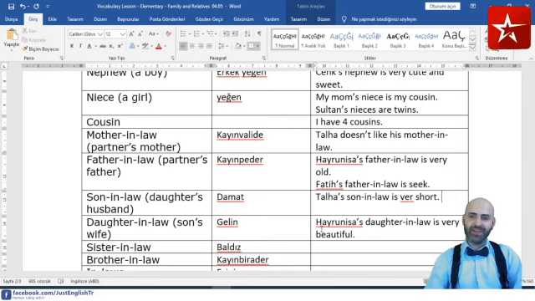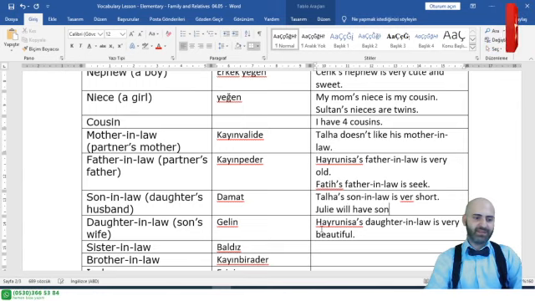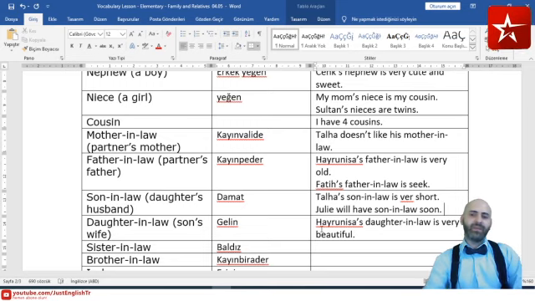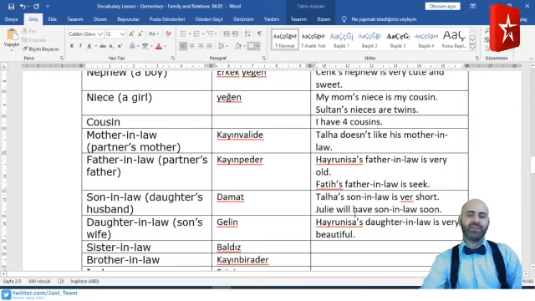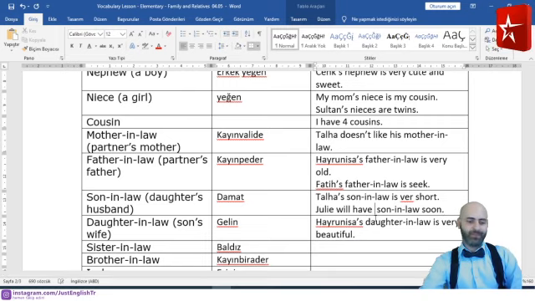Julie will have a son-in-law soon, correct? Julie will have a son-in-law soon. Julie's daughter is getting married very soon, so she will have a son-in-law.